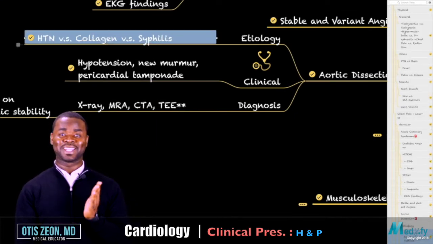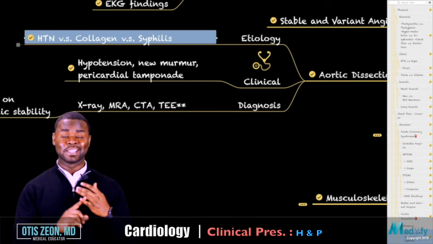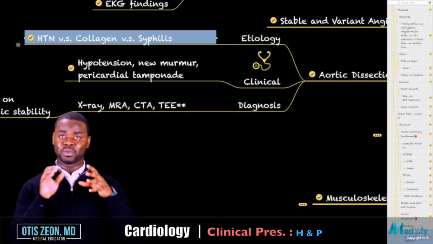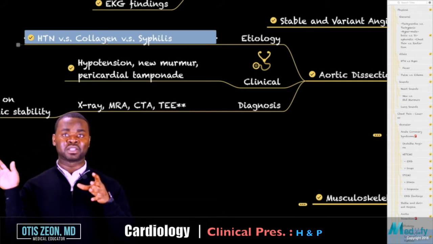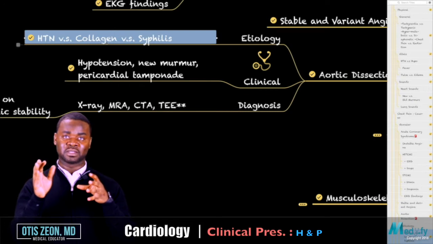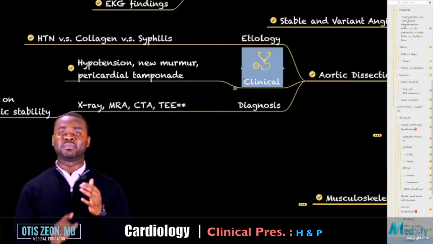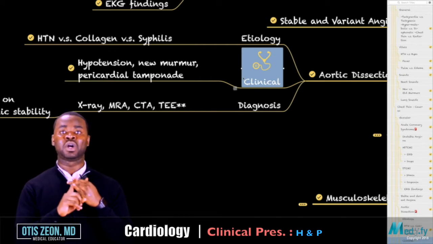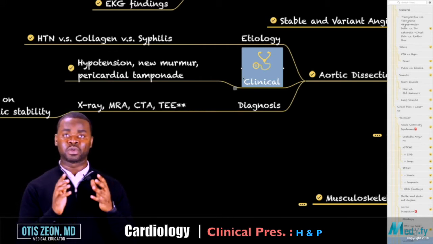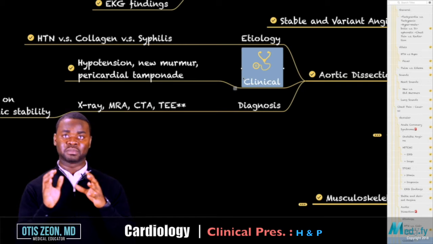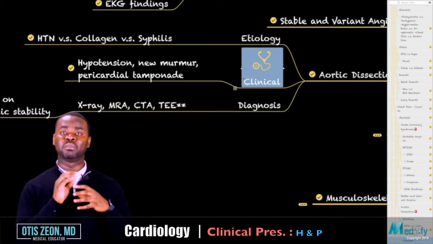Recall that you can see aortic dissection in collagen vascular disease. You can also see that in syphilis. If you want more detail, you can refer to the pathology videos where we talked about syphilis and its connection with aortic dissection. Clinical presentation: the person may be hypotensive, they may have a new onset murmur, and they may have signs and symptoms of pericardial tamponade. Again, when we get to aortic dissection, we will talk about that in more detail there.